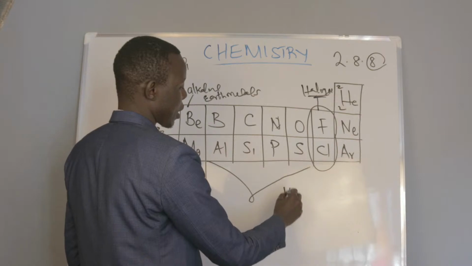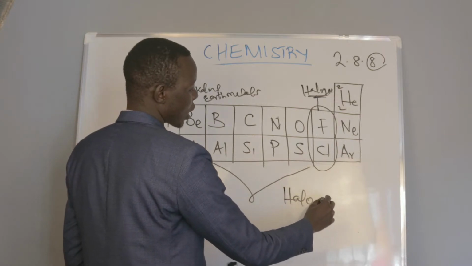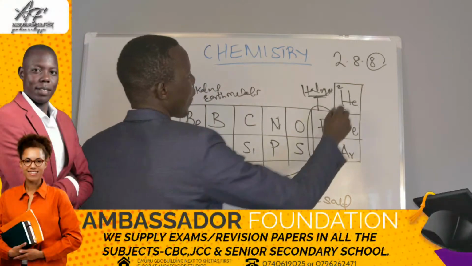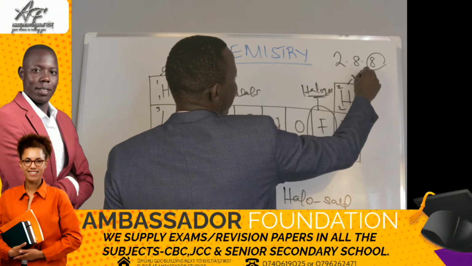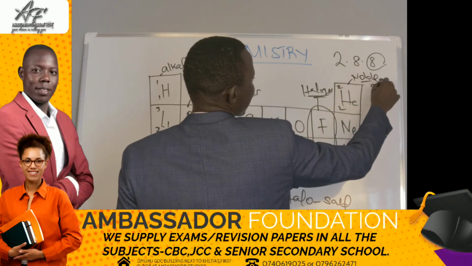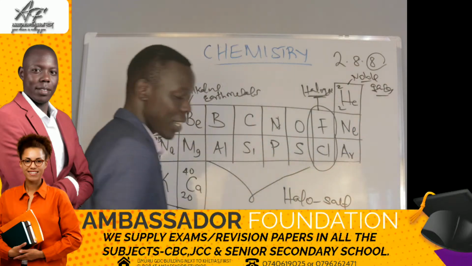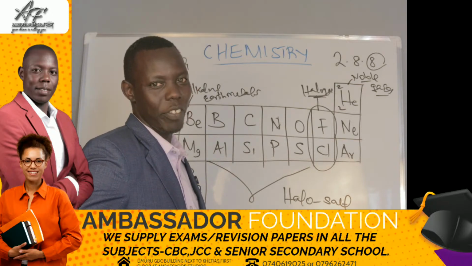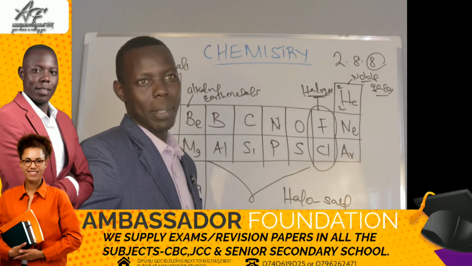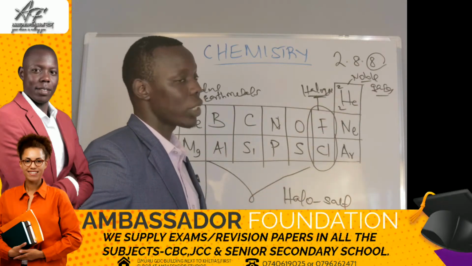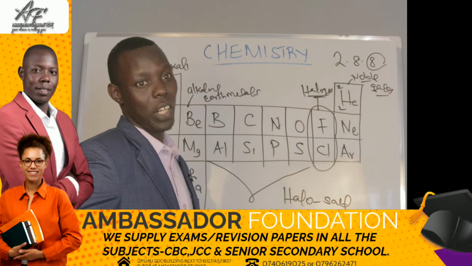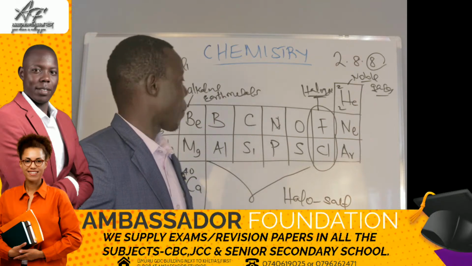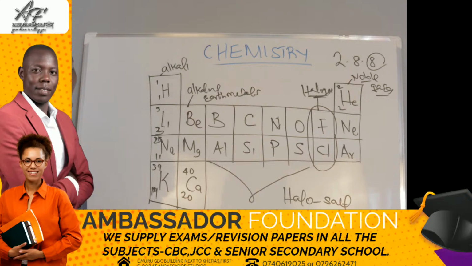Halogens: fluorine, chlorine, bromine, iodine are halogens. By the way, in your book, the word halo means salt. Then this group, we call them noble gases. Noble gases. Noble family. What's the meaning of the word noble? Something very important. This group, they do not gain, they do not lose electrons. They are known as noble gases. Are you together? Now, have a periodic table on your own.